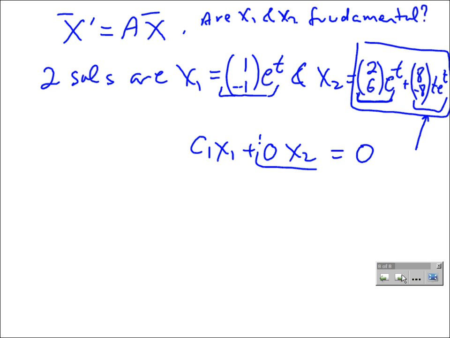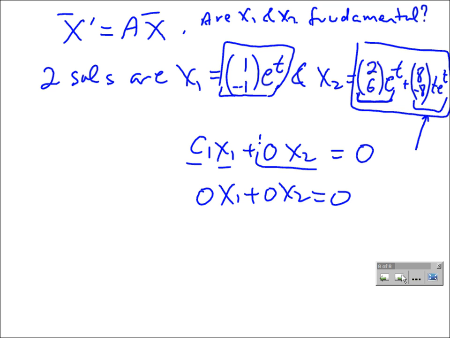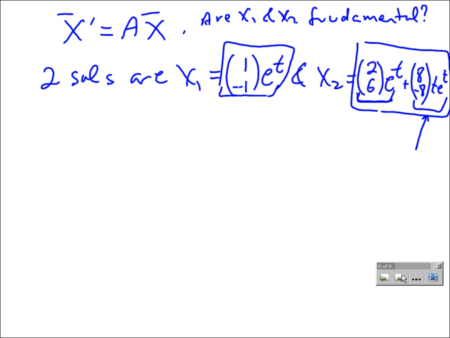If you want this to be 0, well then c1x1 better be 0. And since x1 is not 0, then c1 has to be 0. That is, you'd have to take 0x1 plus 0x2 to get 0. It is only the trivial solution, only the trivial linear combination will give you 0. But how can you do that? You can look at the determinant.